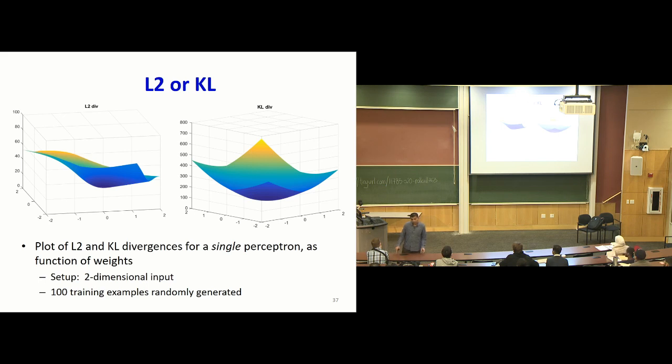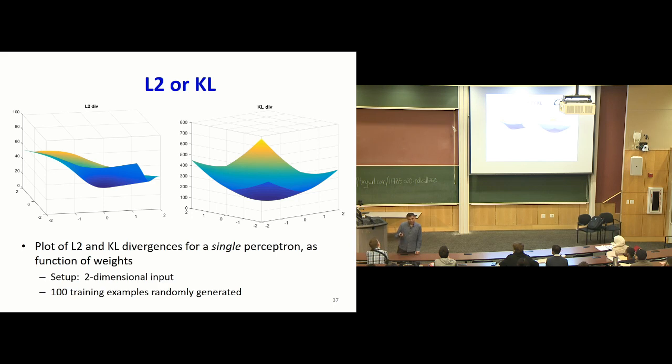Now what are the parameters? The parameters are the 2 weights of the logistic function, because the logistic function has only 2. In my example, I have only 2 dimensions, right? 2 inputs. And here is a plot of how the loss varies as I change these 2 weights. The left one is the L2. The one to the right is the KL. Right? Which of these is nicer according to the definition we had earlier?